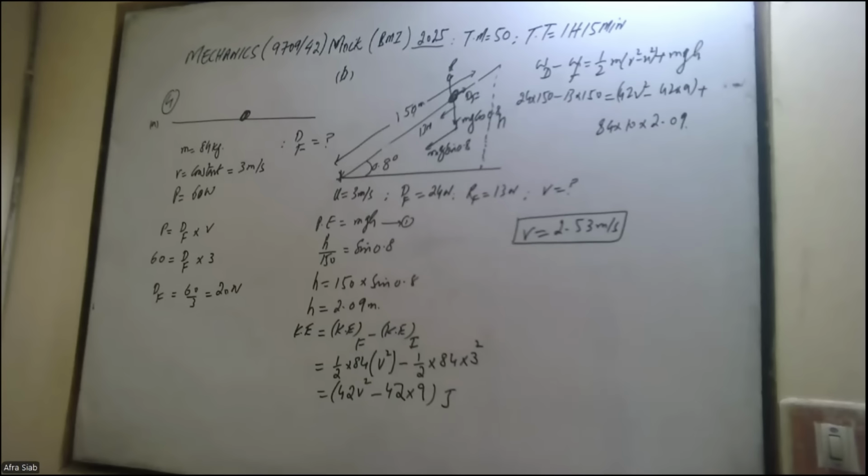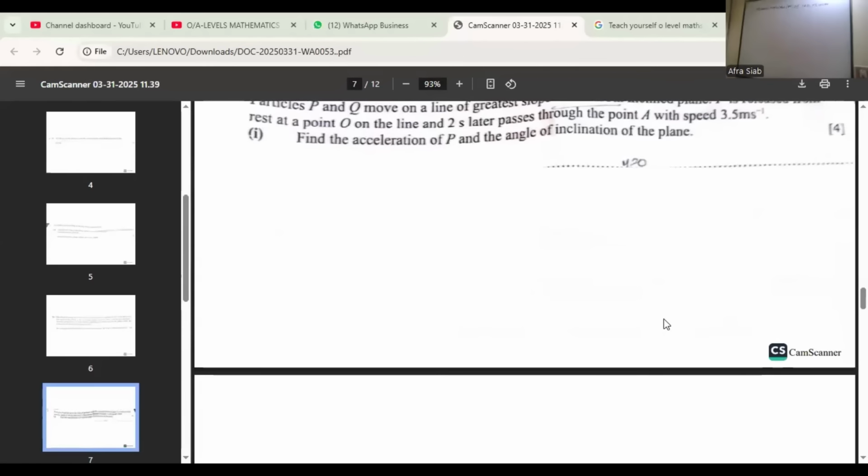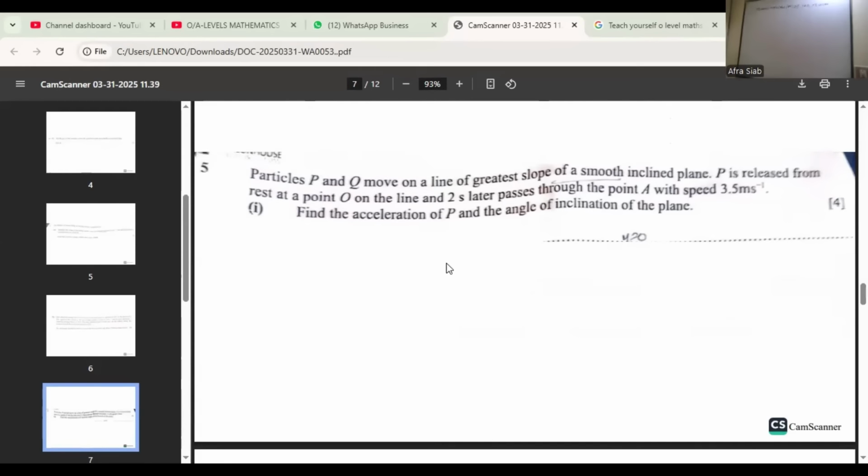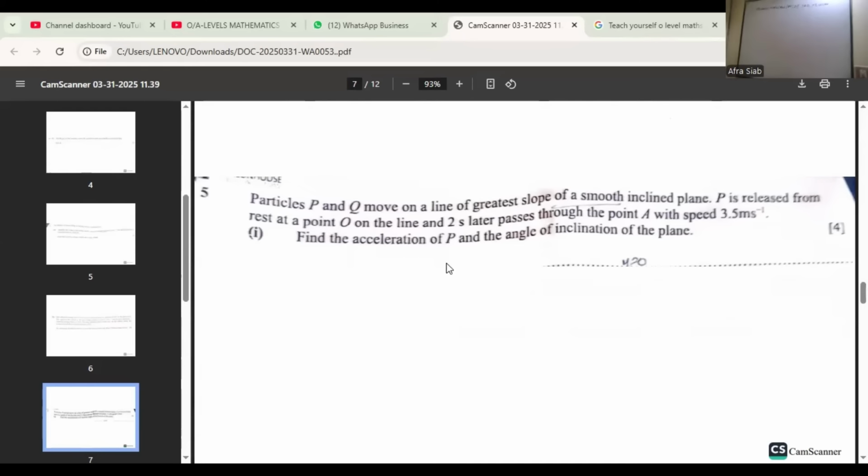Now we start question number 5. Particles P and Q move on a line of the greater slope of smooth inclined plane. P is released from rest at a point O on the line, 2 seconds later passes through the point A with a speed of 3.5 meters per second. Find the acceleration of P and the angle of inclination of this plane there.